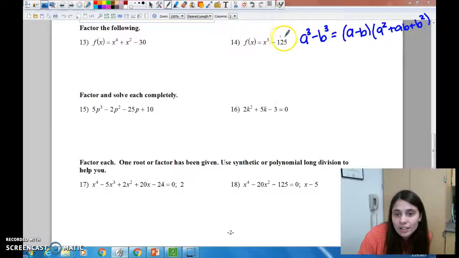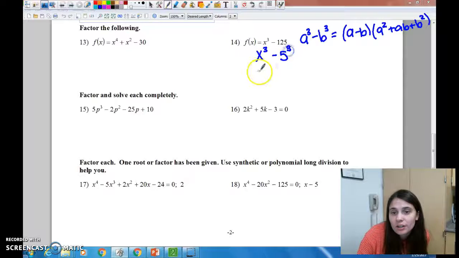So first of all, I need to rewrite this as something cubed minus something cubed. So my x cubed is fine. If I take the cube root of 125, I get 5. So this is the same as x cubed minus 5 cubed. So my a is x, my b is 5. So everywhere there's an a over here, I'm going to plug in an x. Everywhere there's a b over here, I'm going to plug in a 5.